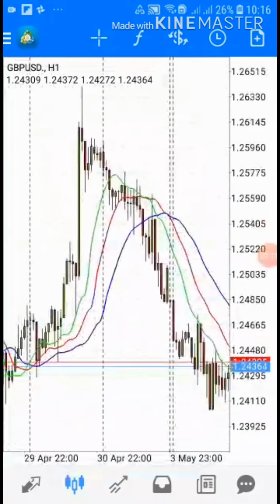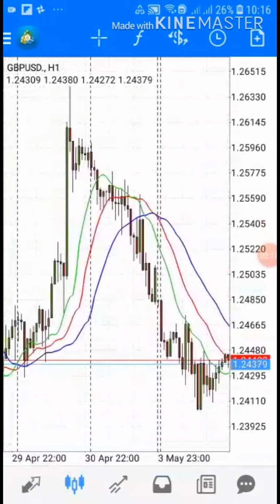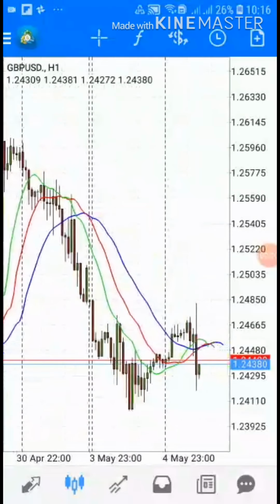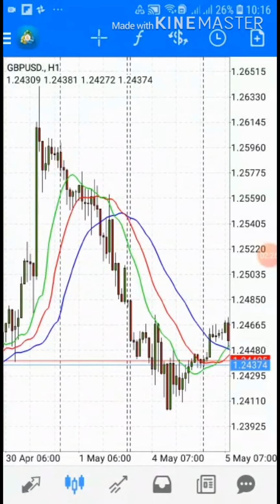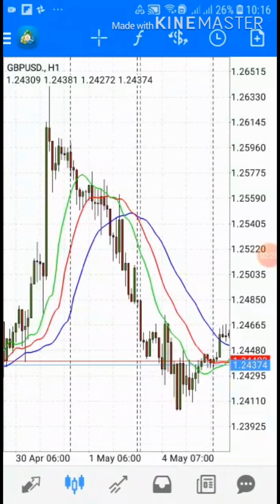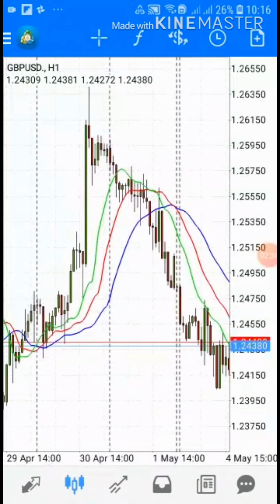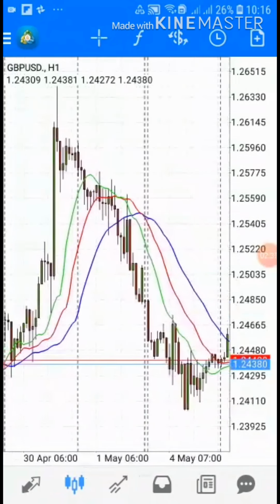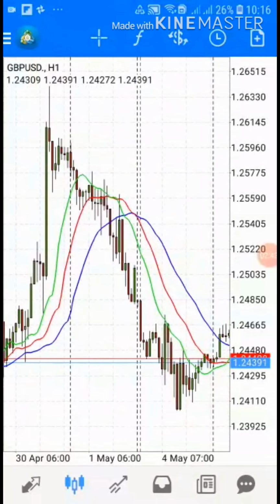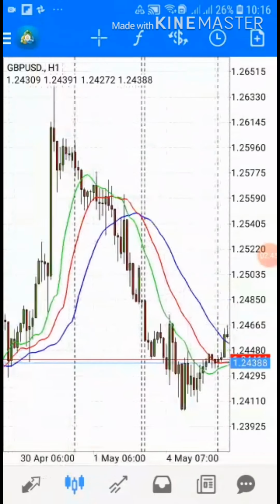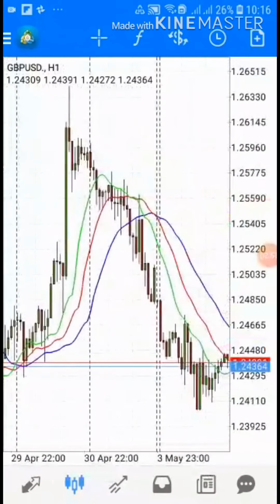So basically, how do you use this indicator? Very easy. Even my little niece can use this, if I explain to her. It tells you when to buy and when to sell. I'll give you an example on the Great Britain pound against the US dollar. It's the green line that tells you what to do. When the green line crosses the red line from above, it means you should sell, while if it crosses the red line from below, it means you should buy.